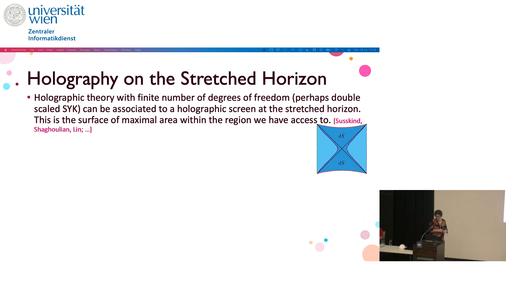And roughly speaking, this is the idea that the holographic degrees of freedom should always be placed at a surface with a maximal area within the region which we have access to. So for AdS, this is the boundary, because it's large enough to encode all the information, and in de Sitter, it's the cosmological horizon, because all the directions are flipped.